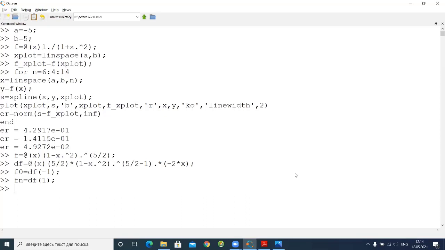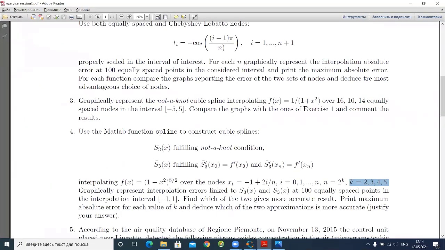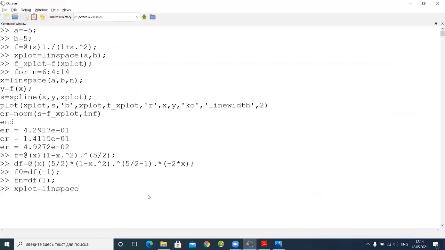So now let's continue and write this argument, xplot. xplot equals, again, linspace. Here we need minus 1, 1, and how many points? 100 points, yes? So linspace with minus 1 and 1, and it automatically takes 100. If we need 1,000, we need to write 1,000 here. But from the condition of our example, here just 100, so without the number of points.